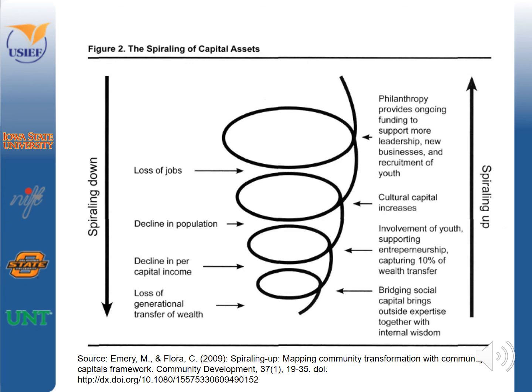Let's move to the other side of the spiral, though, starting from the bottom so we can look at spiraling up. Here, we see how bridging social capital brings outside expertise together with internal wisdom. This leads to the involvement of youth supporting entrepreneurship and could capture 10% wealth transfer. This can further lead to cultural capital increases and further result in philanthropy providing ongoing funding to support more leadership. It could increase more businesses and new recruitment of youth. In general, we can see both spiraling down and spiraling up can have a spiraling impact. How can local retailers impact and be impacted by spiraling up and spiraling down?